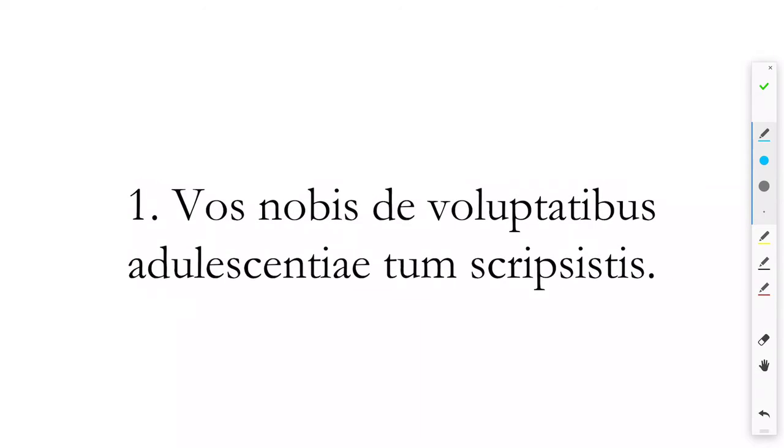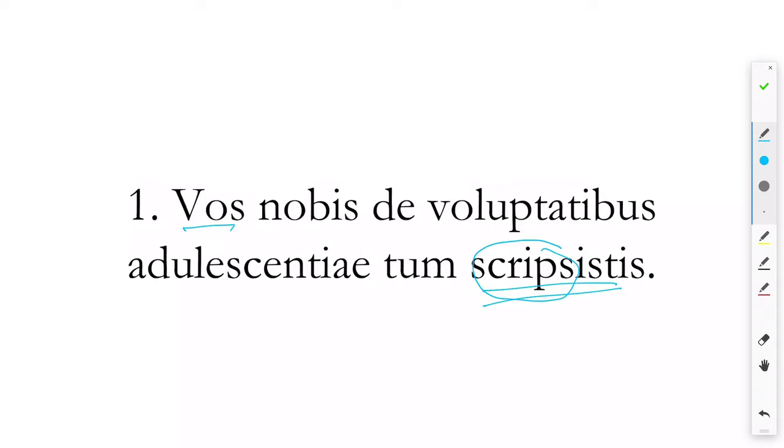Vos nobis de voluptatibus adolescentiae tum scripsistis. First of all, what's happening here, there's some scripsistis. This is your verb here, scripsistis. Hopefully you recognize that the scripsi part is the third principal part of the verb scribo, scribere, and so therefore this is the perfect tense. This is consistent with the subject. You have written. That's the heart of your sentence.